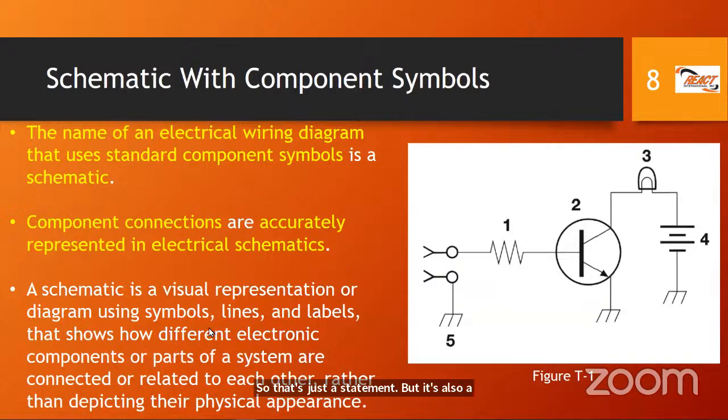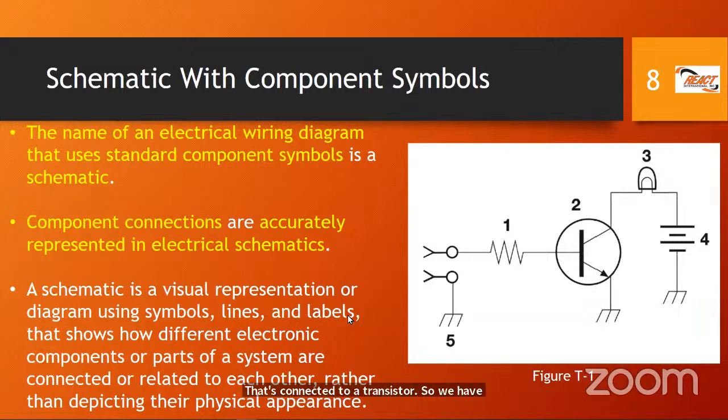So we give you some extra information in terms of what a schematic is. It's a visual representation. This is what it looks like on the right-hand side. Or a diagram, which is also what it is, using symbols. So we have the symbol for a resistor, the symbol for a battery, the symbol for a lamp. Lines, so you will see lines connecting the components. So you have a resistor that's connected to a transistor. So we have lines and they connect the components.